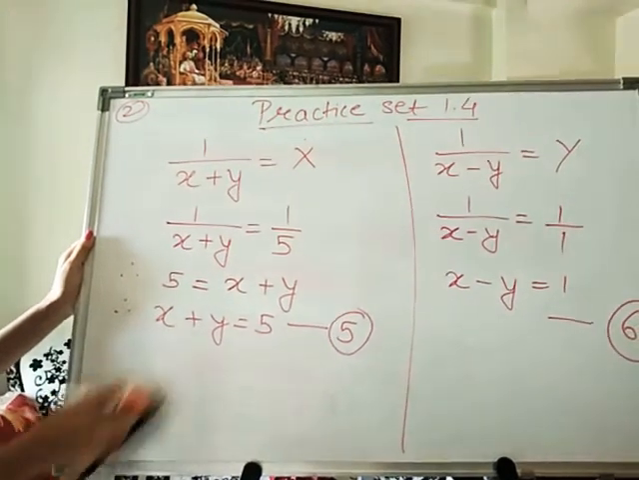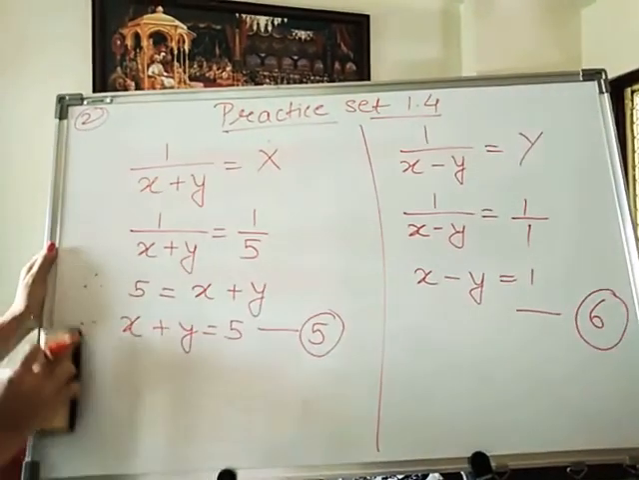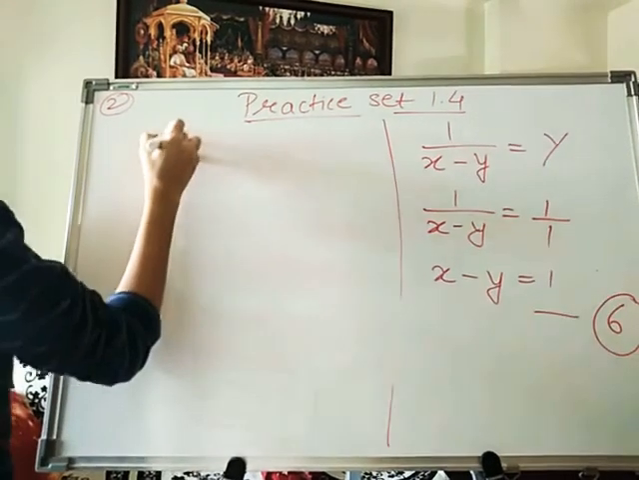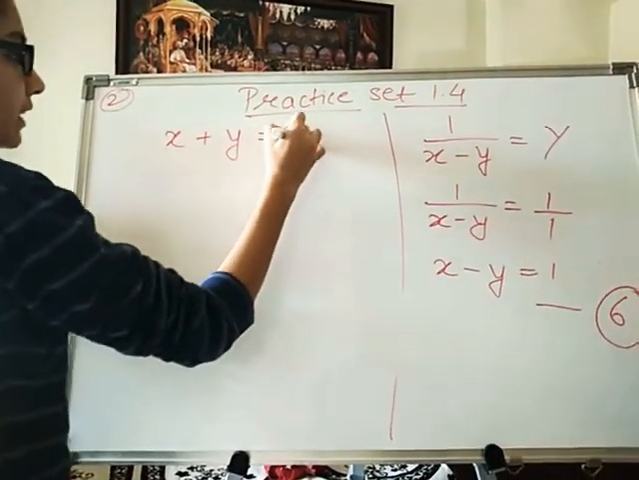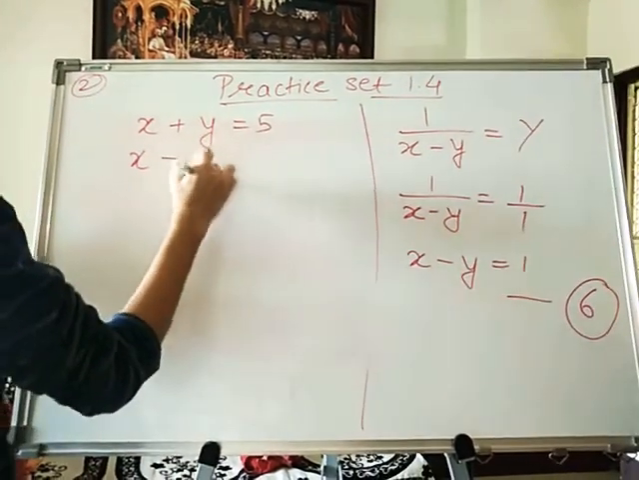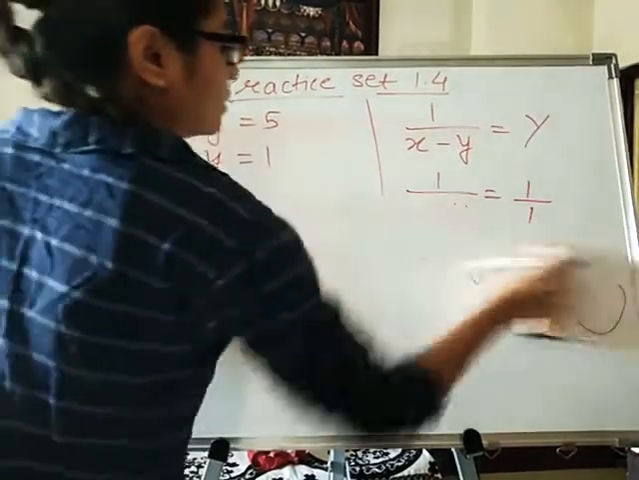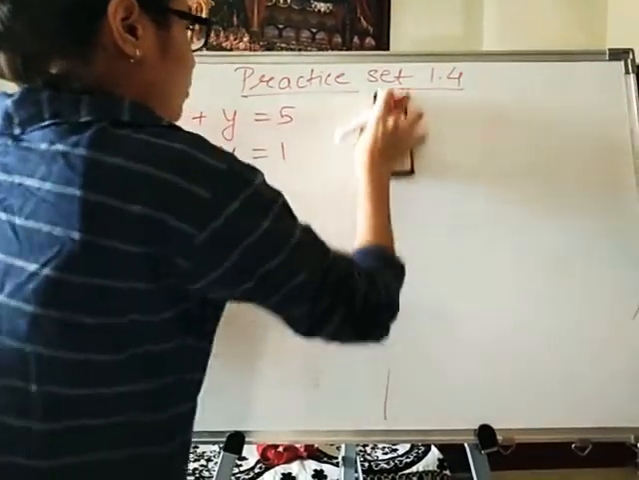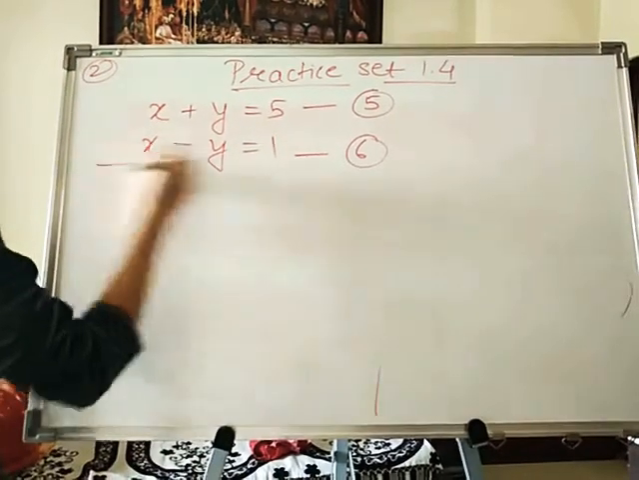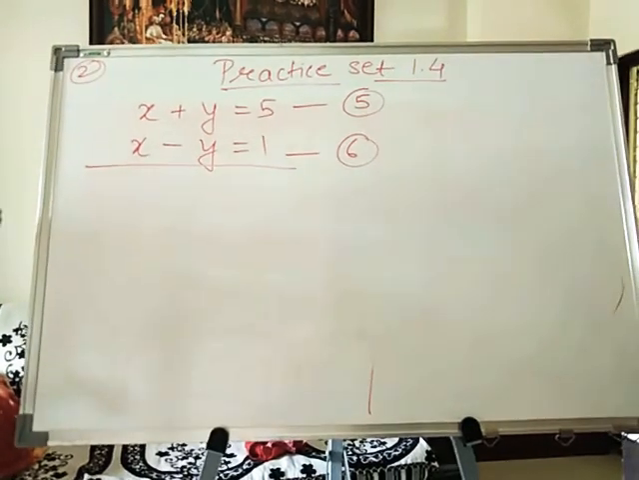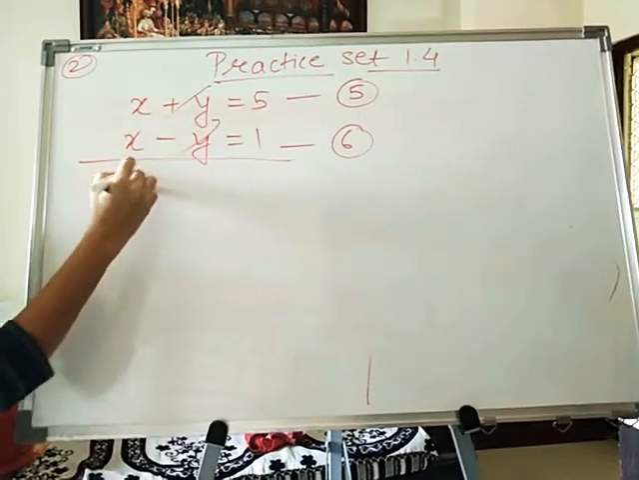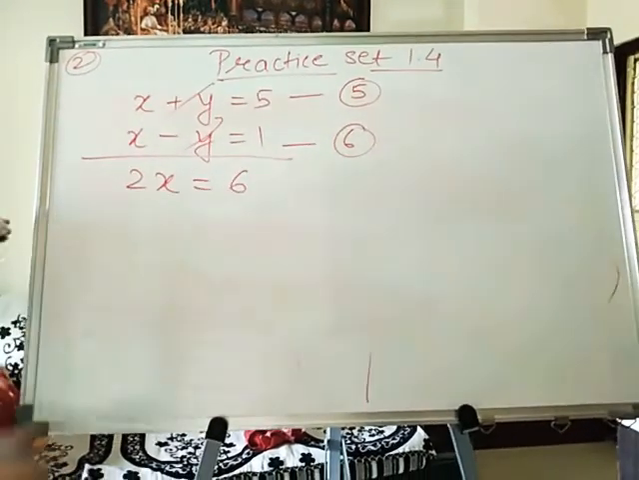I am writing both the equations. X plus y is equal to 5. X minus y is equal to 1. Write it one below the other as we have done in the elimination method. Equation number 5, equation number 6. Now very obvious, plus y, minus y gets cancelled. X plus x, 2x is equal to 5 plus 1, which is 6.